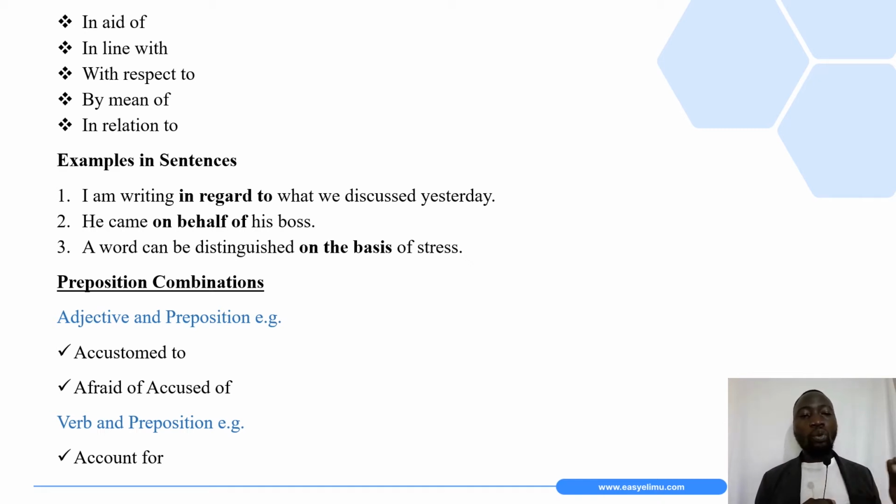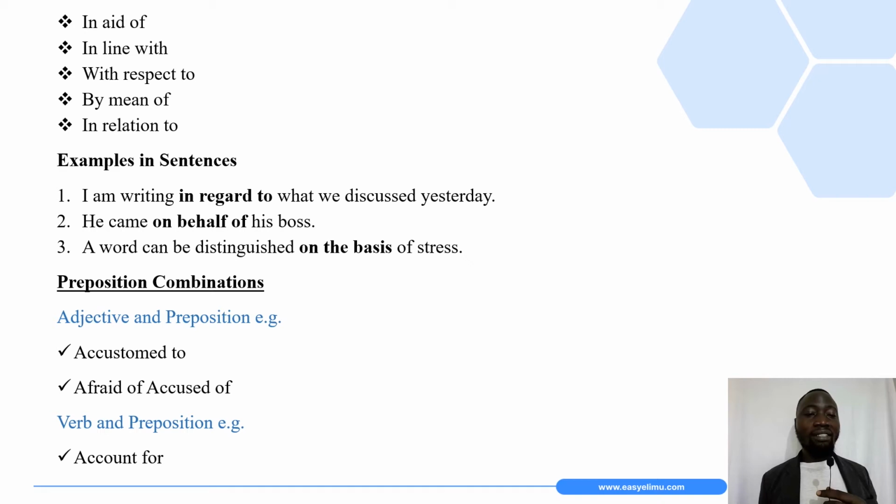So how about we use some examples in sentences. So in the sentences that we have, the three sentences have three word complex prepositions, and they are written in boldface.